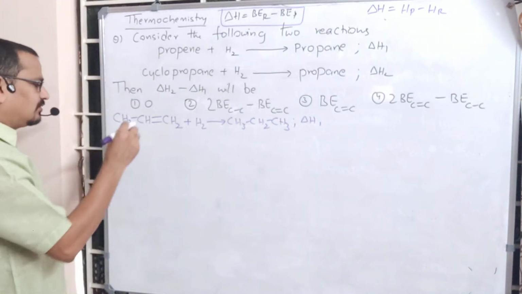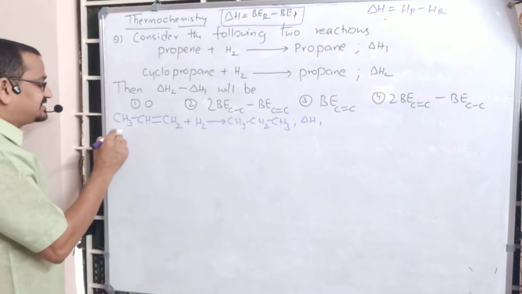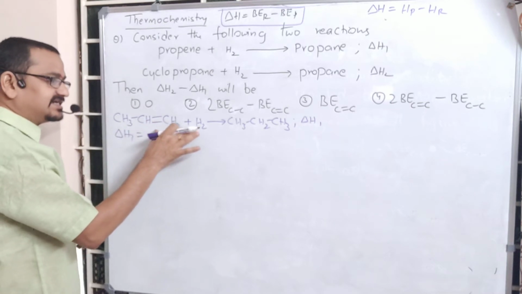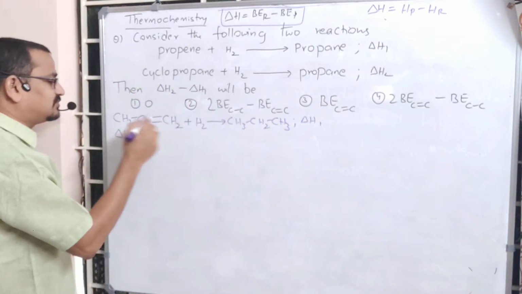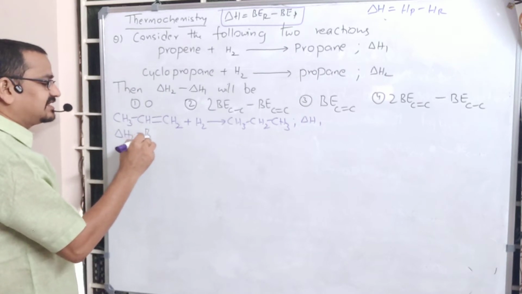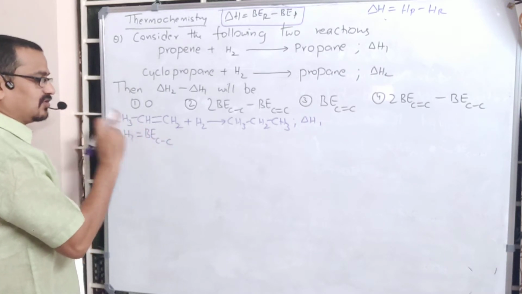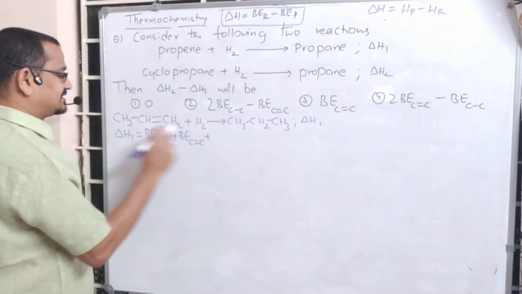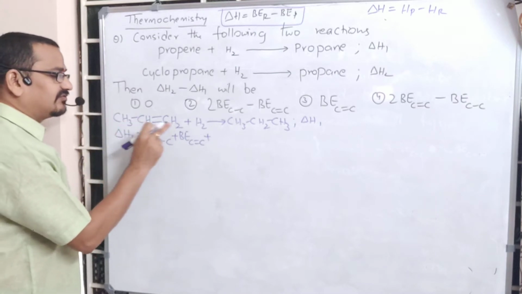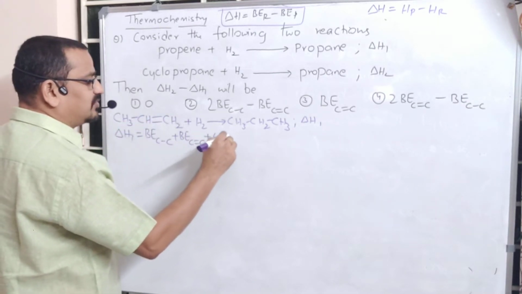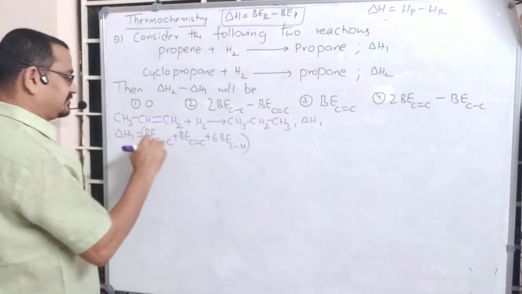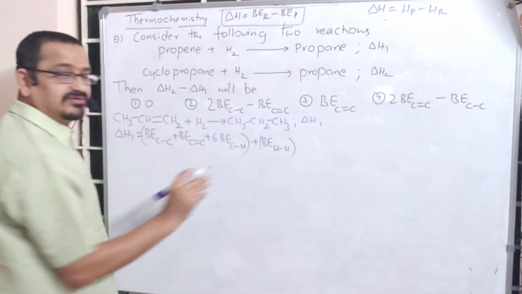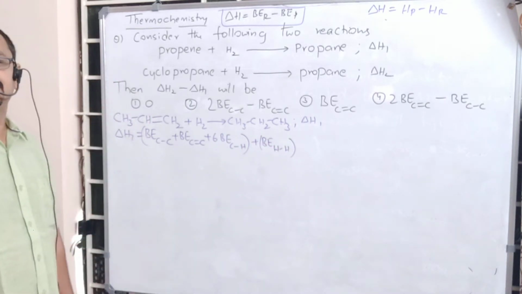Okay. Now, how do you express this delta H1? This delta H1 can be expressed as bond enthalpy of reactants minus bond enthalpy of products. What is the bond enthalpy of reactants? How many bonds are there? Bond enthalpy of C-C single bond plus bond enthalpy of C=C double bond plus how many C-H bonds are there? 3, 4, 5, 6. 6 times the bond enthalpy of C-H bonds plus bond enthalpy of H-H single bond.